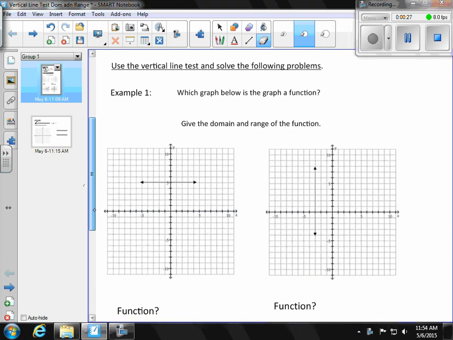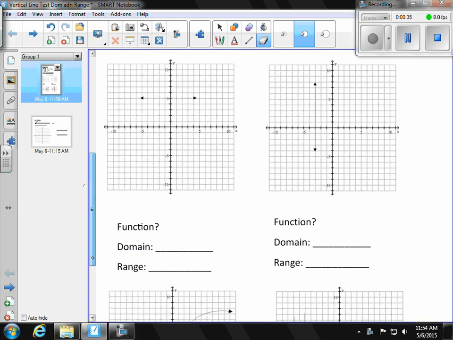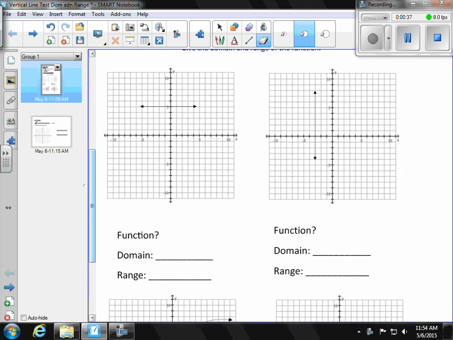I have two graphs here. And first we're going to determine which is a function and which is not. And then we're going to give the domain and range of the function. Now these are not showing up very well on my screen. I'm going to draw these lines in blue. So my first graph is a horizontal line. My second graph, and I didn't trace that very well, but it's a vertical line.